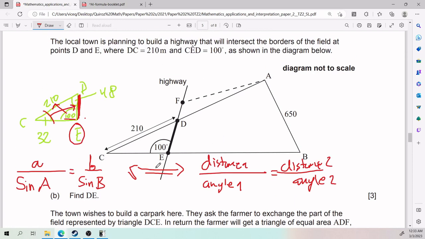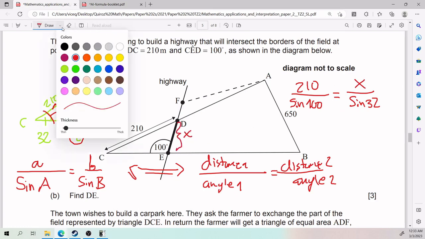See? So in this case, my distance 1, we said was 210. Its angle 1, we said was 100. So we have sine 100. The other side, the distance we're trying to find, which we're just going to call DE, right? And its corresponding angle from part A is 32. So sine 32. So I'm going to go ahead and call DE X just because it's more friendly to write it out. So I'm going to put X here. This right here is going to be X. And I need to get X alone.